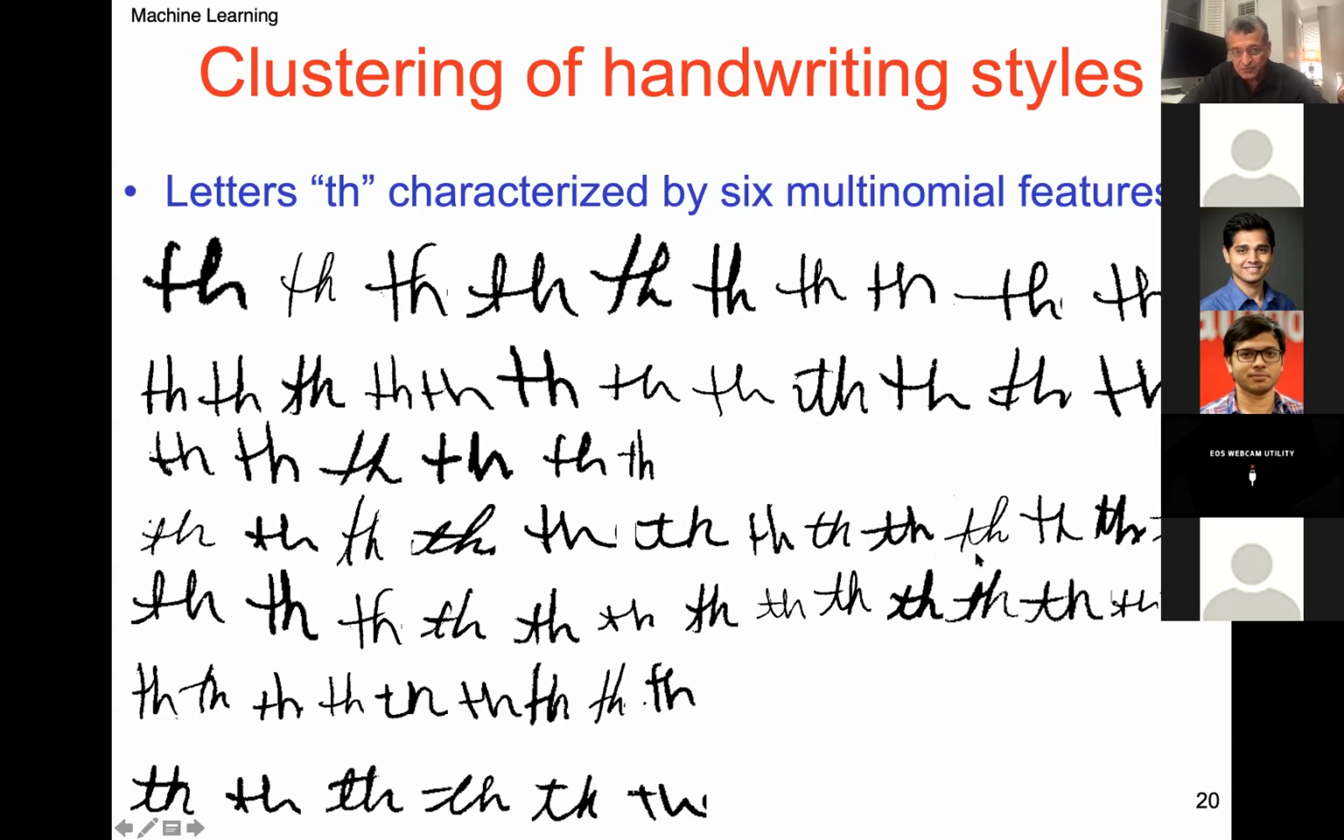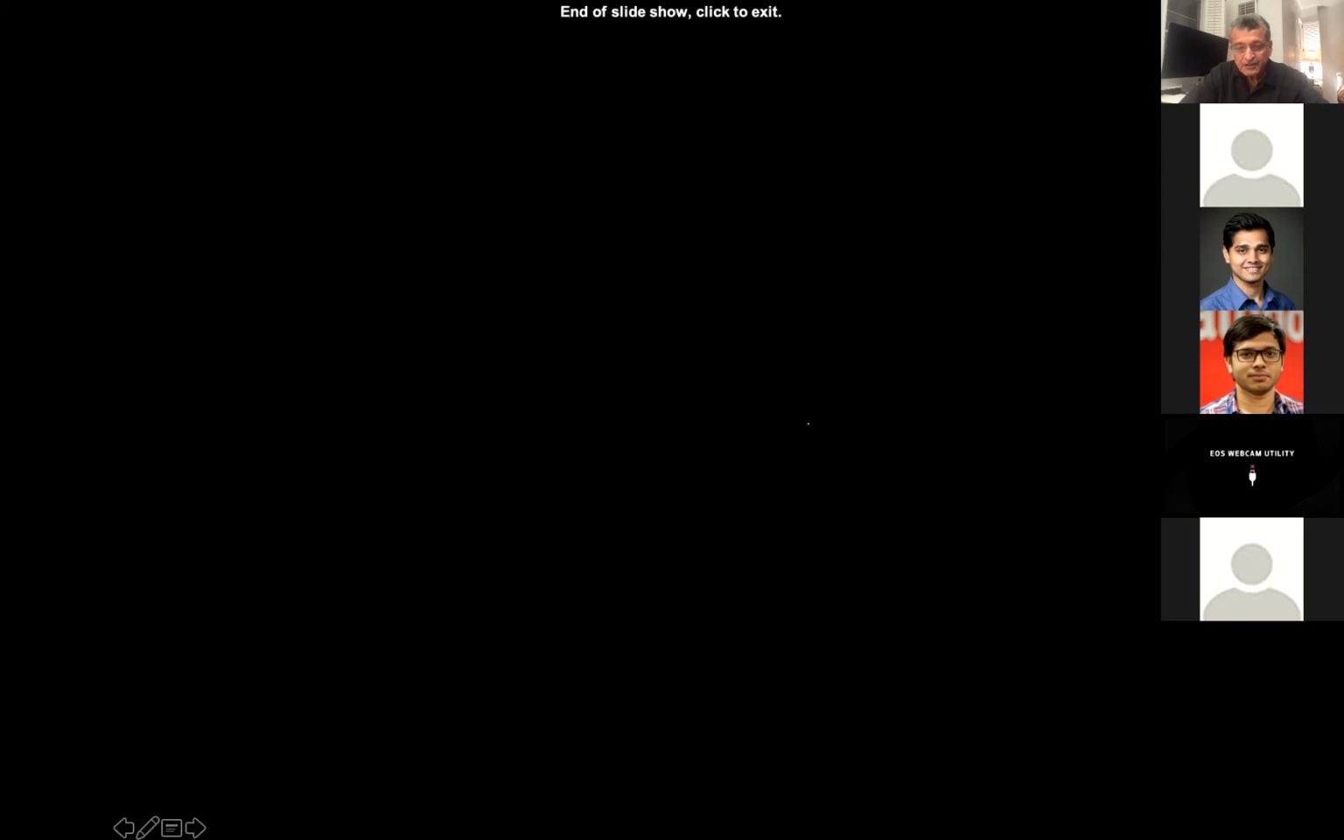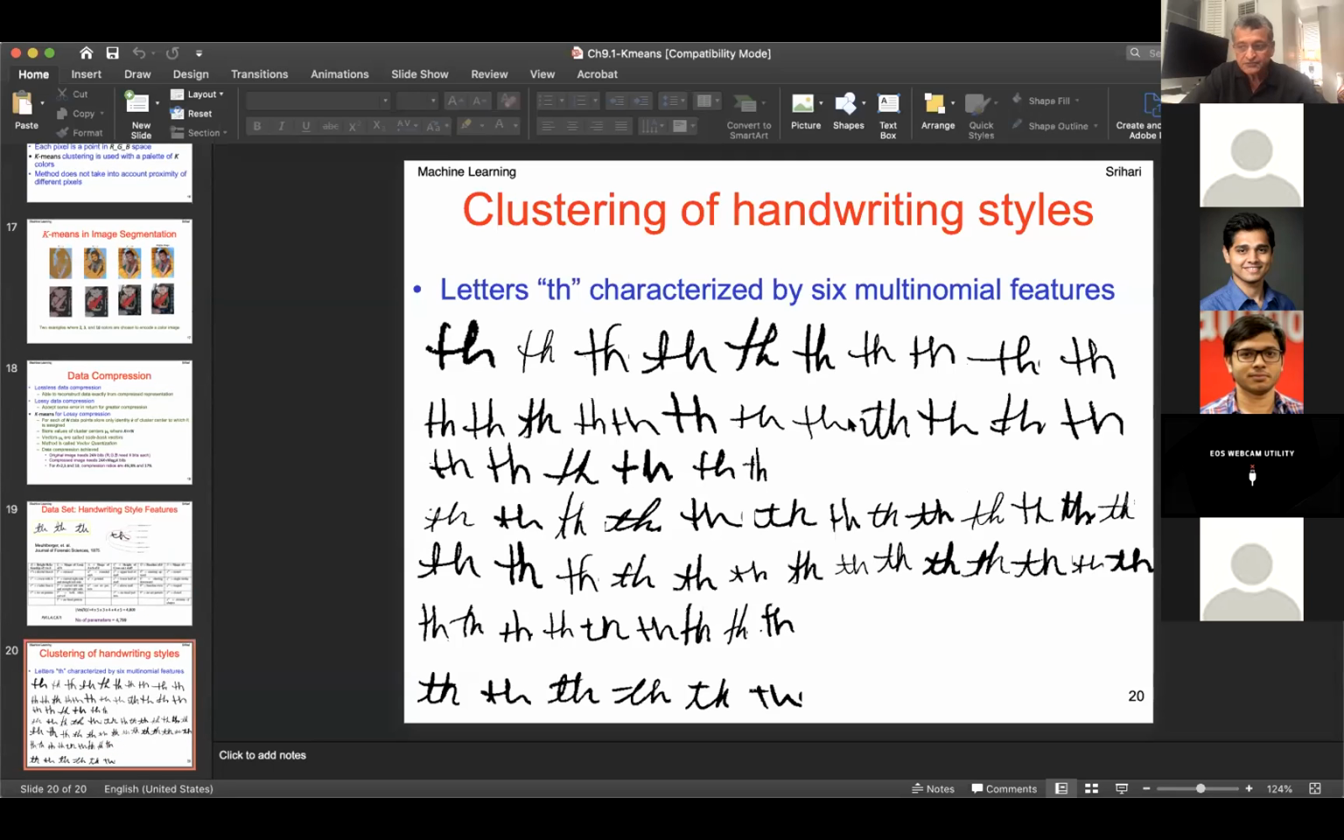You're first doing a loop like that. This one seems like you draw a cross first. And this one, you make a loop first and then cross it like that. So that's an example of that. Okay, all right, do you have any questions on this topic, K-means?